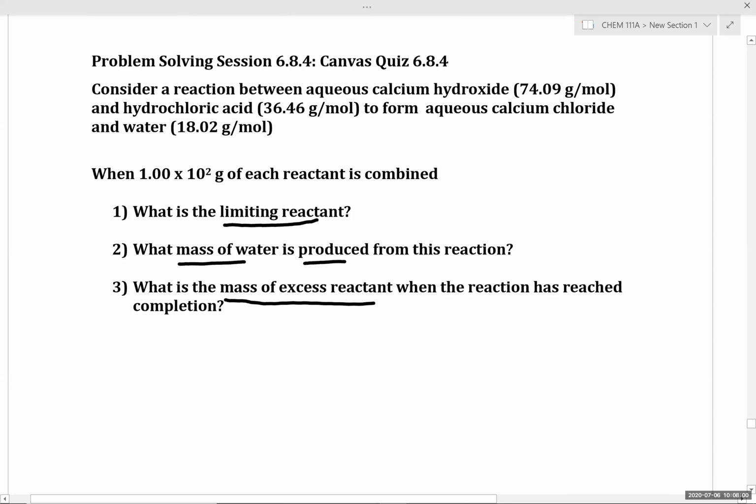And in Canvas, this is the first 6.8.4 quiz. It's the one with 3 questions. And in fact, we already see a few responses via Canvas. Let's try to get a few more responses via Canvas in the chat. And if you have any questions at all, do not hesitate to ask. And we'll discuss the balanced chemical equation in about another 2 minutes.